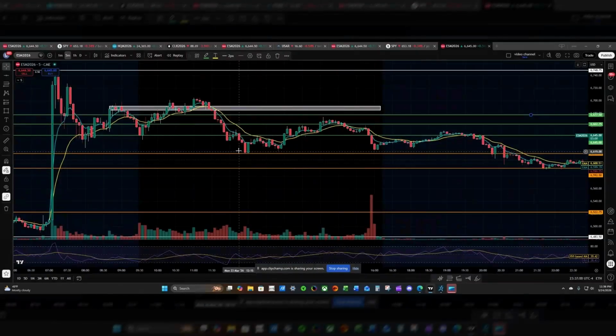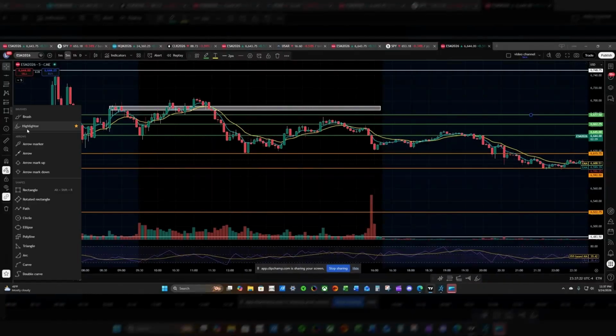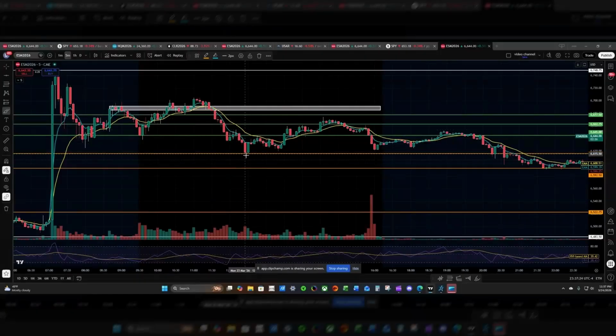Okay, so once we hit this level, in my opinion, this thing could just bounce right back up. It could even go all the way back up here and retest this little box resistance zone we had. So I'm really not interested in a short once we tap that, unless we get really weak under this line and do something like this.